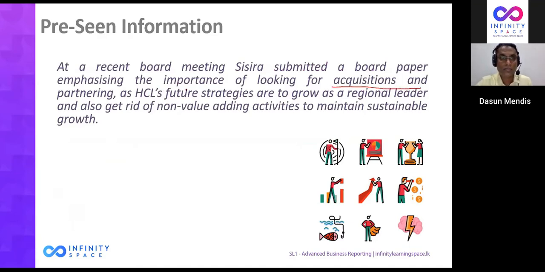Acquisitions and partnering, to grow as the regional leader. And also he emphasized getting rid of the non-value adding activities, divestments, to maintain sustainable growth. So with that information, the examiner can give you a question with regard to an acquisition.